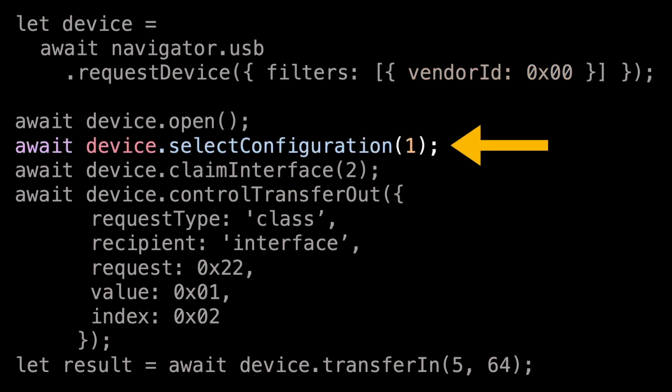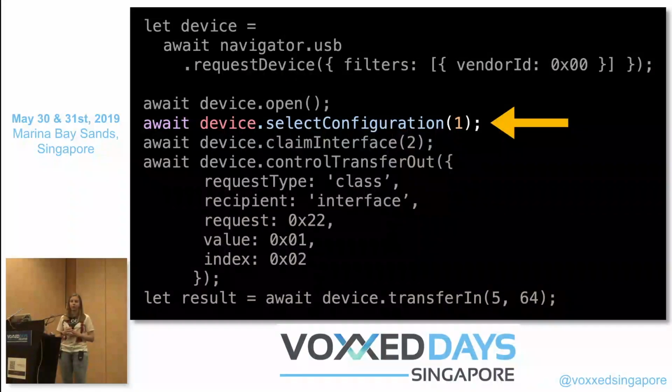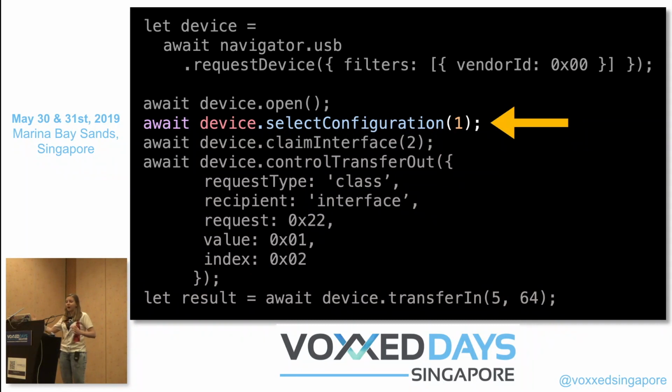The next part is the configuration. The configuration has a bunch of information about the device, mostly about how it's powered, so whether it's self-powered or whether it needs to be plugged into a USB port in order to get power, how much power it actually needs, as well as the number of interfaces. Most common USB devices only have one configuration, but there are some that have multiple, but there's only one configuration that's enabled at any point in time.